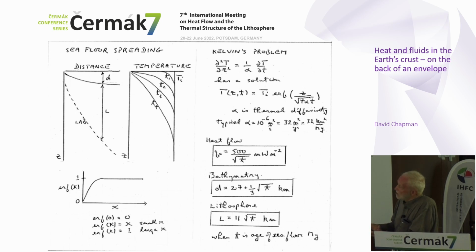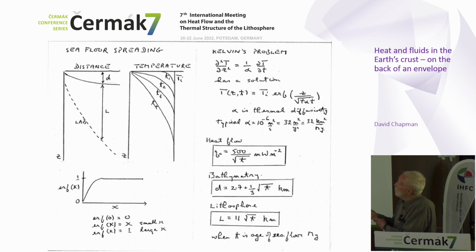To remind you what the error function looks like, I've put it down at the bottom left-hand side. It's very simple. The properties are: the error function of 0 is 0, the error function of small x is x, and the error function of a large number is 1. So we ask the question, what's a large number? And the answer is that the error function of 1 is 0.86, the error function of 2 is 0.998, and so everything happens between basically 0 and 1 of this, which is the square root of 4 alpha t, which we call the thermal length.